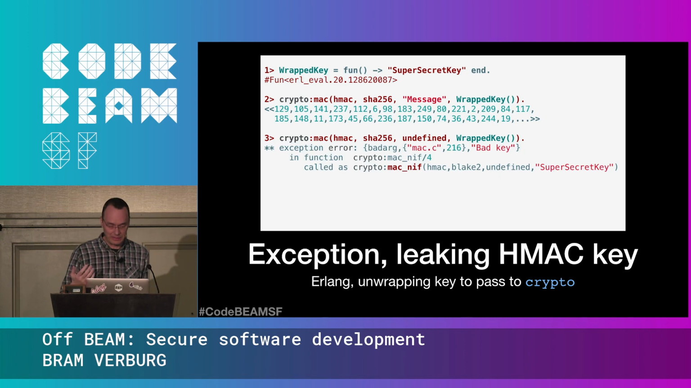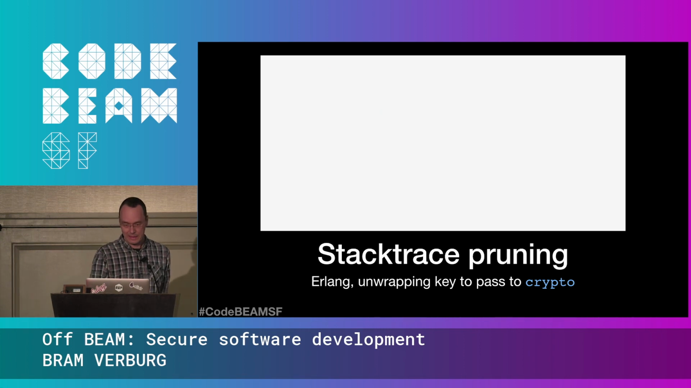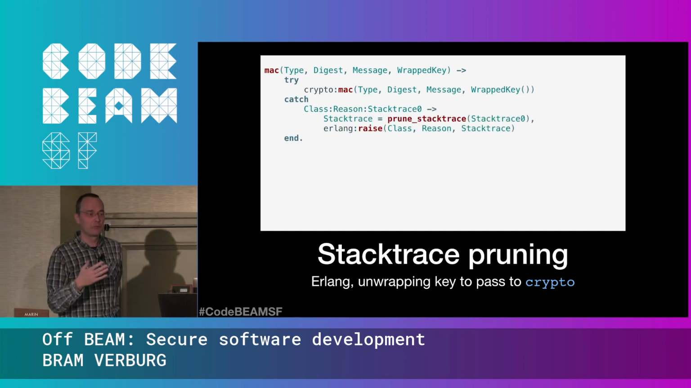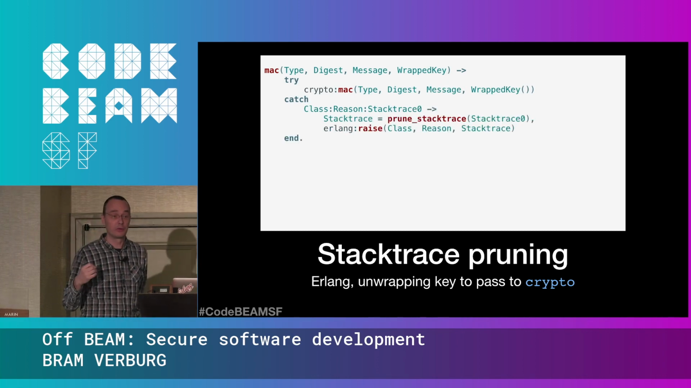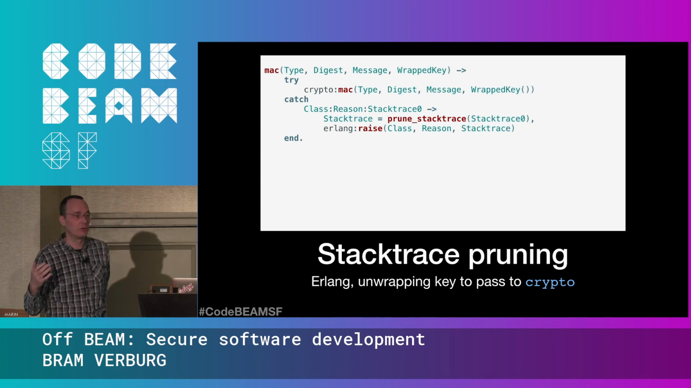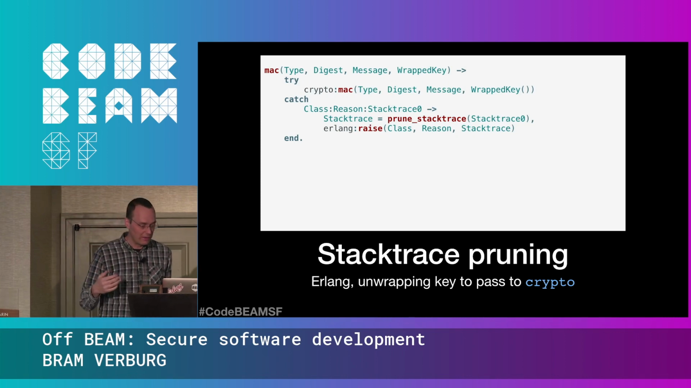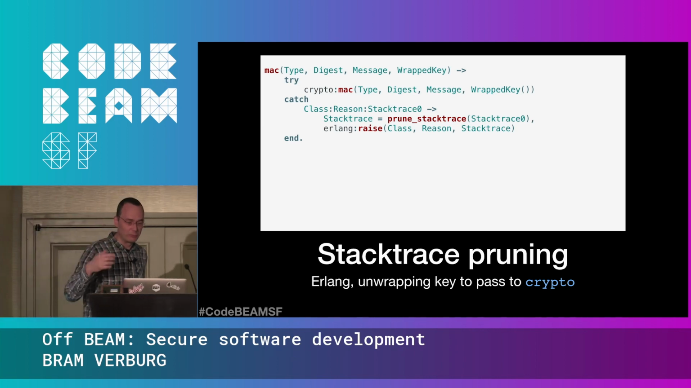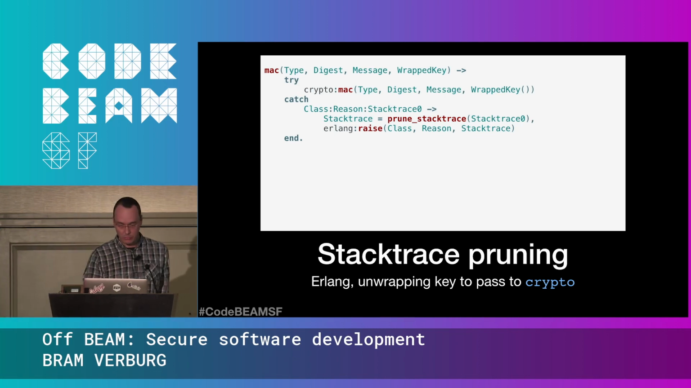Now, there's a way to prevent this, and that is by purging the arguments from the stack trace. If you've used Erlang for a while, you probably remember that until not so long ago, arguments were not shown in stack traces at all. The stack traces would only show the arity of functions. And it's possible to go back to that old behavior by writing a little wrapper around your call to a function that doesn't support wrapped keys or wrapped secrets. So in this case, we're calling the crypto API. If an exception happens, I'm pruning the stack trace.